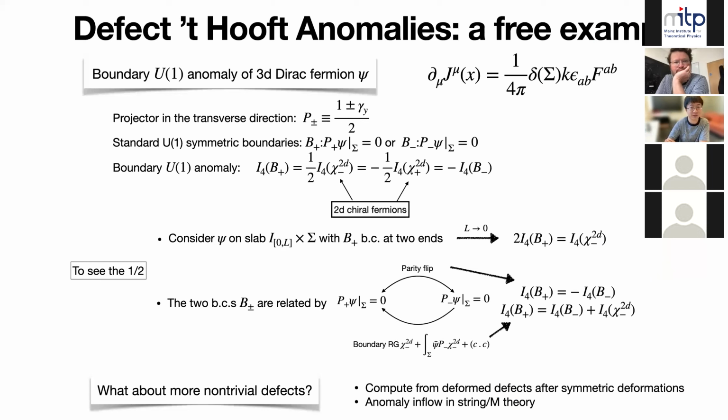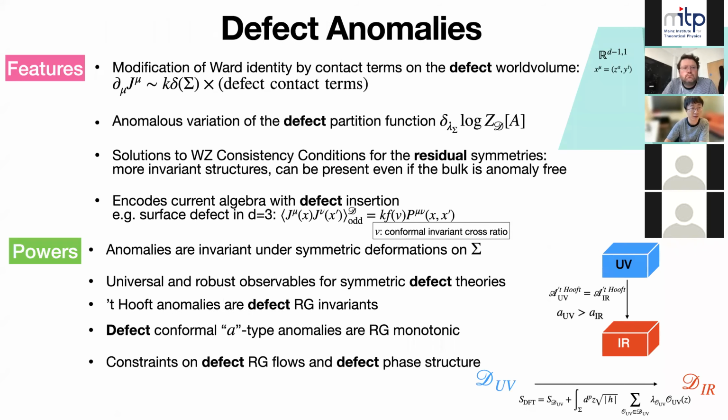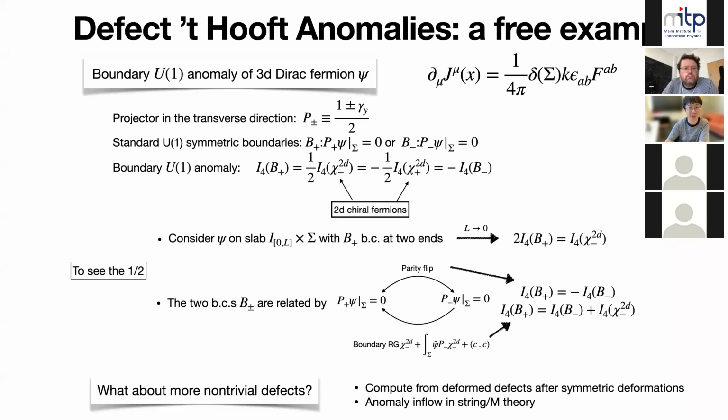So just to give an example of this defect 't Hooft anomaly, let's consider a 3-dimensional Dirac fermion, which has a U(1) global symmetry. Let's consider a boundary condition for the Dirac fermion that preserves the U(1) symmetry and what kind of anomaly it can have. From the general discussion, we know that the only admissible anomaly structure takes the following form. The three-dimensional current can develop an anomaly which can be captured by this kind of contact term, which is again something localized to the defect world volume. Here is the boundary, and there's some structure that depends on the background gauge field. The anomaly is just captured by this coefficient k.